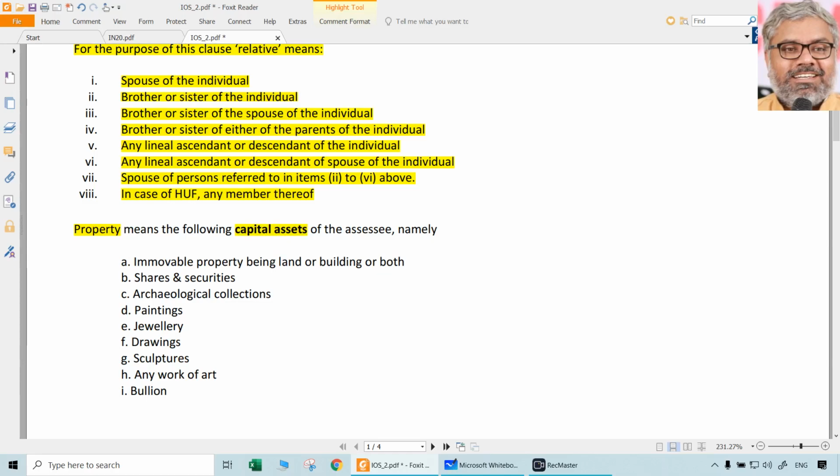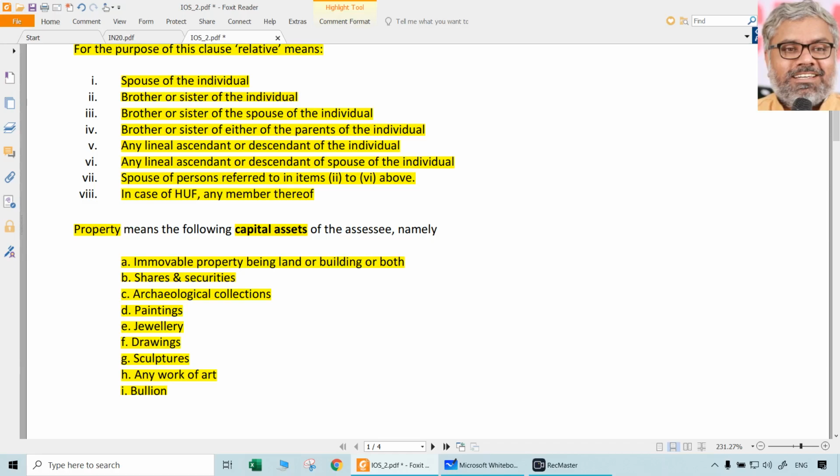So here there is a link with capital gains also. When we look at the word property, the first one is very clear. Immovable property, naturally being land or building or both. Shares and securities are property. Archaeological collections, paintings, jewelry, drawings, sculptures, work of art, bullion. All this list, if you remember, is there in the definition of capital assets also. Nothing new here. So these are the only property where the gift related provision is attracted.